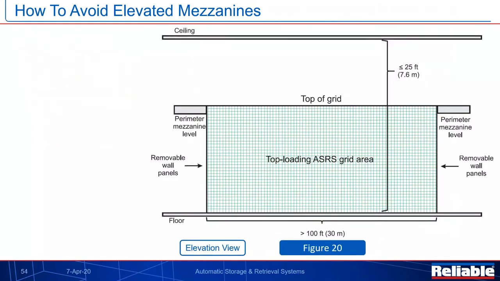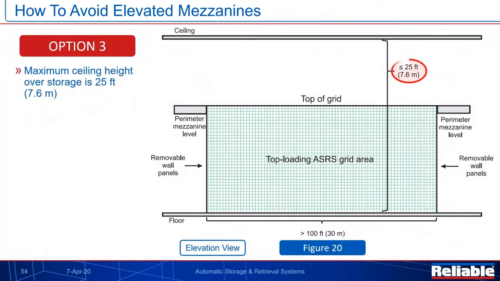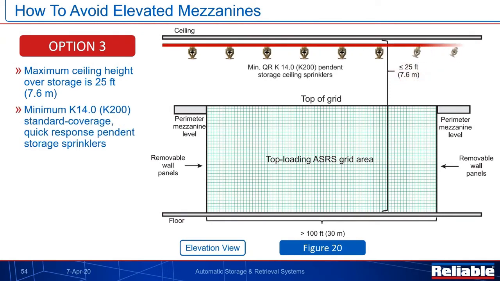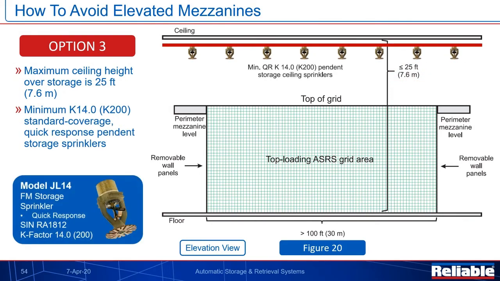Option three has to do with how tall the building is. If the building is 25 foot or less, and we have minimum K14 pendant storage sprinklers located at the top, like our GL14, you can eliminate the need for elevated mezzanines. So there you go, three options to get rid of elevated mezzanines.